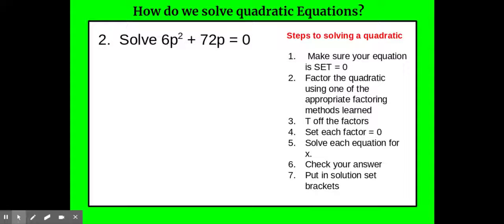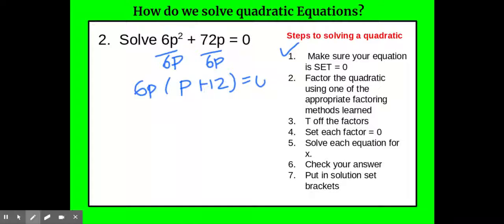All right, so now we're going to work out these three practice problems together. Your first step is to make sure it's set equal to 0, which this is. Check. Now we're going to factor the quadratic. So this particular quadratic needs to be factored using your GCF. So we're going to divide by 6p, which is the GCF, out of each term. You have 6p times p plus 12 is equal to 0.